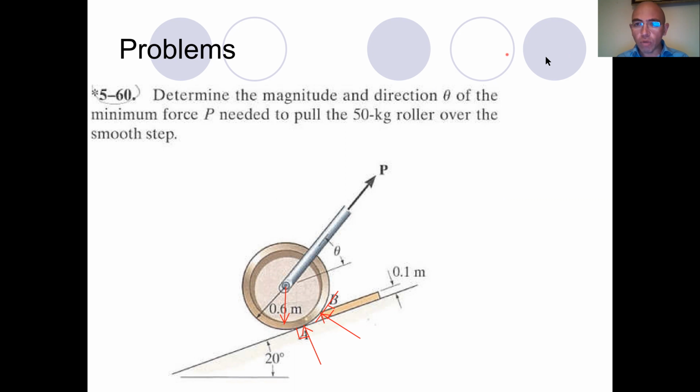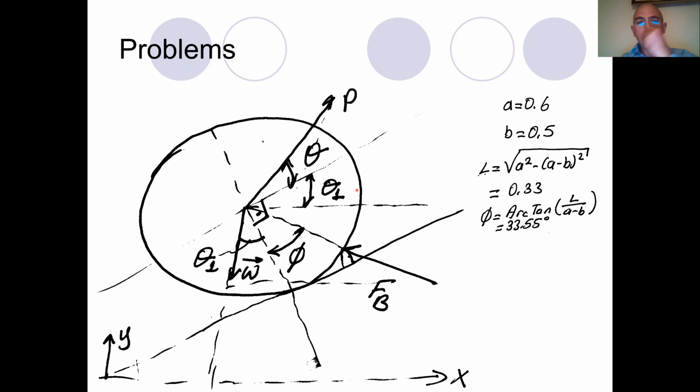So at that moment, the force at A is lost. Therefore, we are left with the contact force at point B, acting on point B, and weight and force P. Okay, so let's draw the free body diagram. Now, this is our inclination.